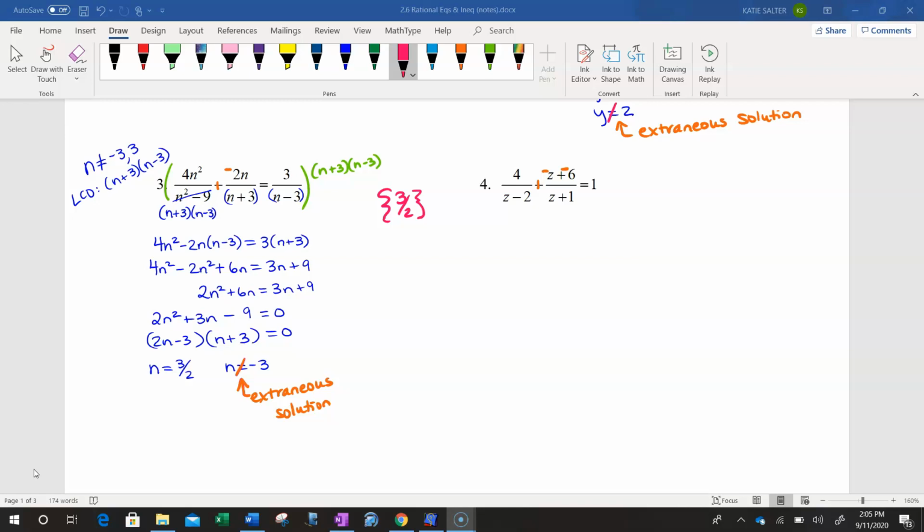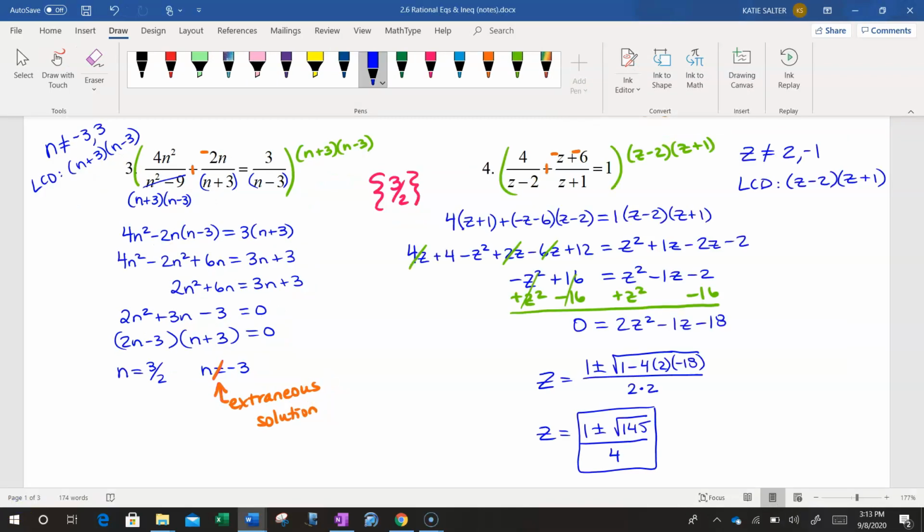We then distribute, and when we do that, we need to combine like terms. At this point, we subtract the 3n over from the 6n to get positive 3n, subtract the 9 over. When we factor, we get the factors 2n minus 3 and n plus 3, so we get solutions 3/2 and negative 3. But again, negative 3 is an extraneous solution, so we know we can't have that as our answer, so our only answer is 3/2.